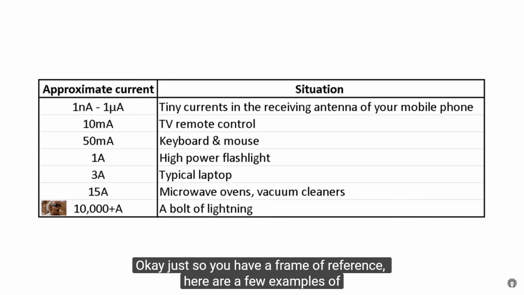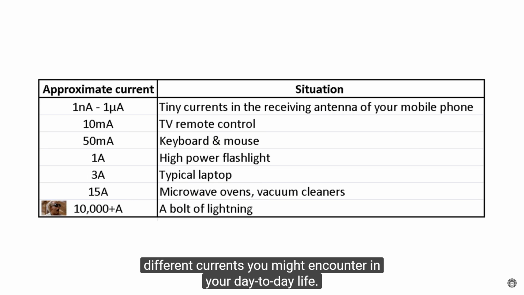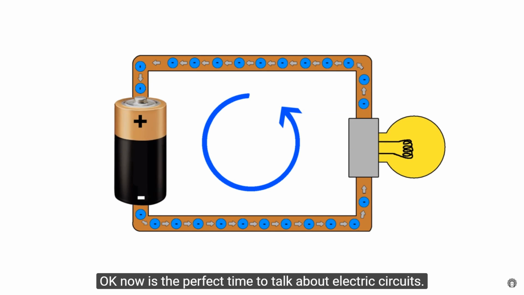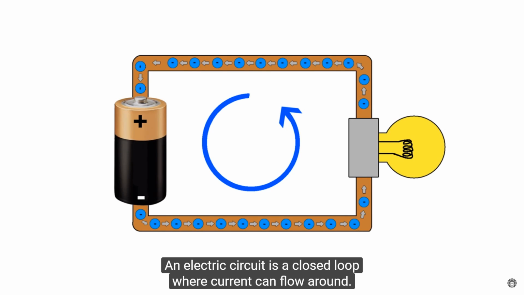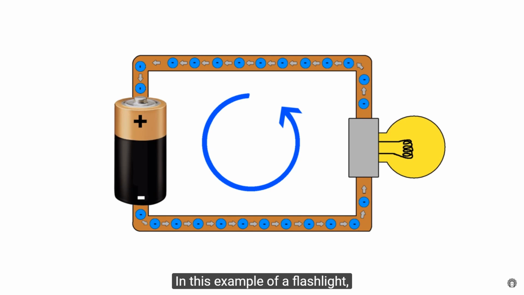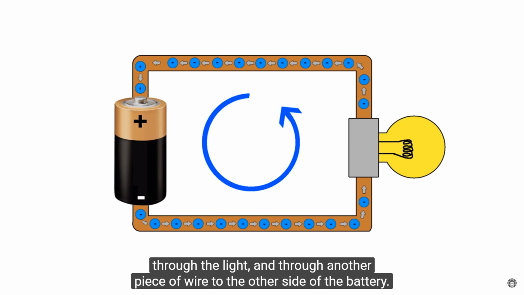Okay, just so you have a frame of reference, here are a few examples of different currents you might encounter in your day-to-day life. Alright, now's the perfect time to talk about electric circuits. An electric circuit is a closed loop where current can flow around. In this example of a flashlight, electrons can flow from the battery through the copper wire, through the light, and through another piece of wire to the other side of the battery.